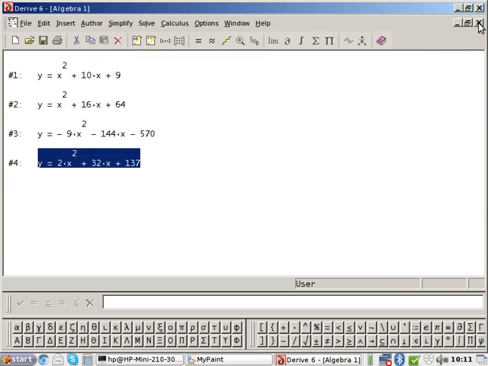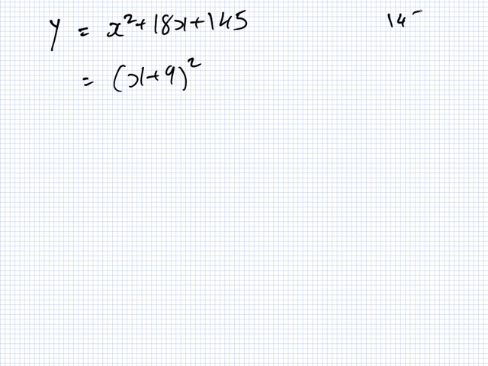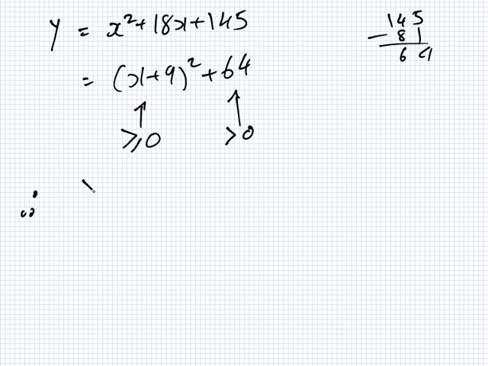Well, okay, and we'll do the proofs then, because you said you wanted 6 as well, wasn't it? 6W. We'll do that one now, yeah? Okay. Y equals x squared plus 18x plus 145. That's equal to x plus 9 squared, and then I have 145 minus 81. What's that, 64, isn't it? So, plus 64. This is always bigger than or equal to 0, and this is always bigger than 0. So therefore, when you add them together, it's bigger than 0. So, always positive.